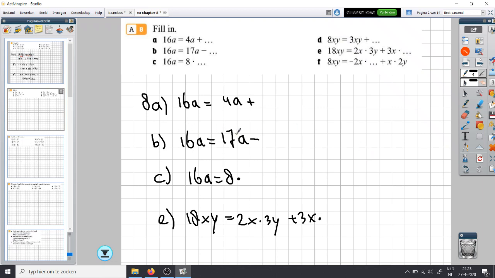Hello everyone, let's take a look at exercise 8 from chapter 8.1. Most questions you get are about how you must simplify. Sometimes you can get questions where they ask you to fill in the gaps, you could say. So here they ask you, well, what should I add to 4a to find 16a?